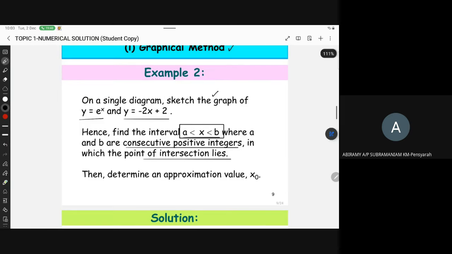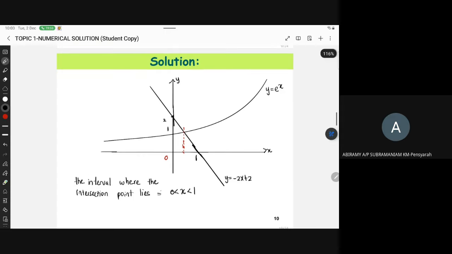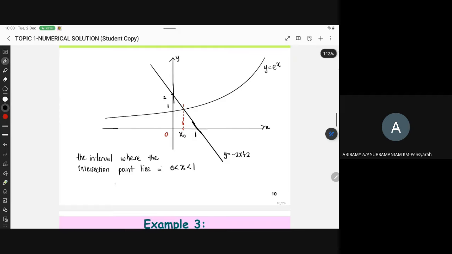Next, then determine the approximation value of x naught. So approximation value of x naught, this is where x naught is. So we can give any value in between 0 and 1, but it looks like it's exactly in the middle. So preferably we would like to write x naught is 0.5 as the first approximation. So this is the first approximation. Okay, I hope you can follow this.